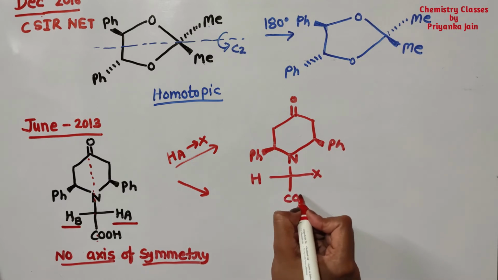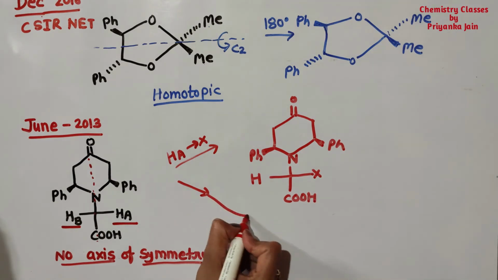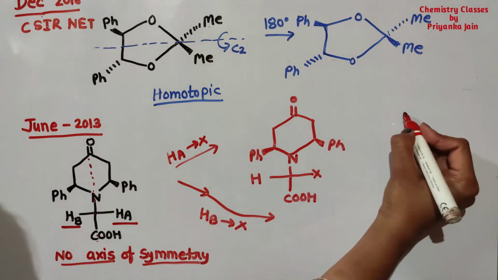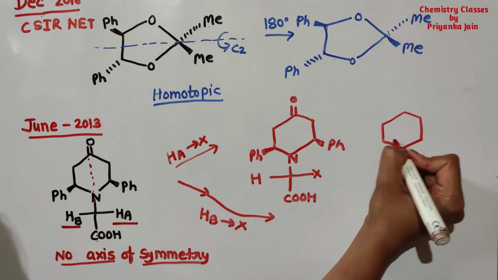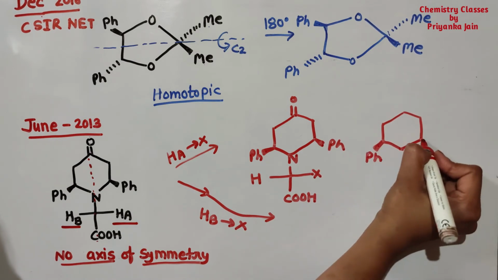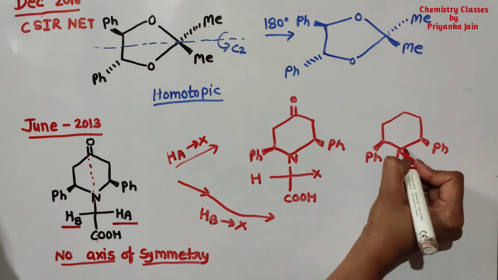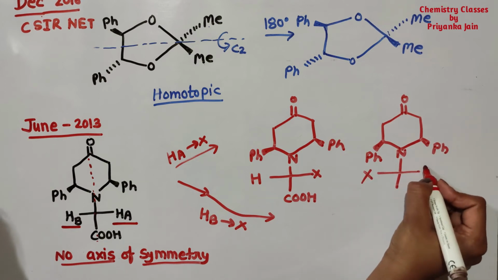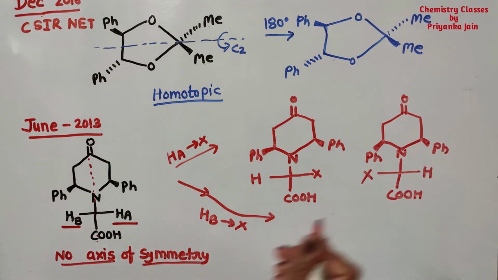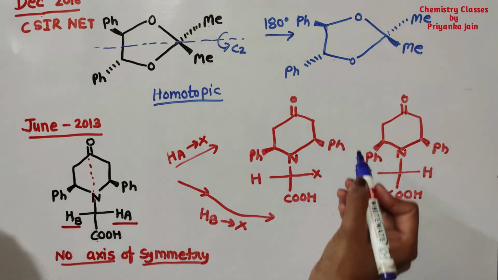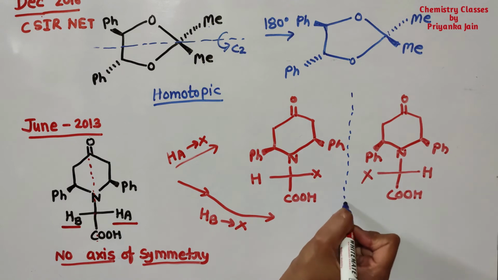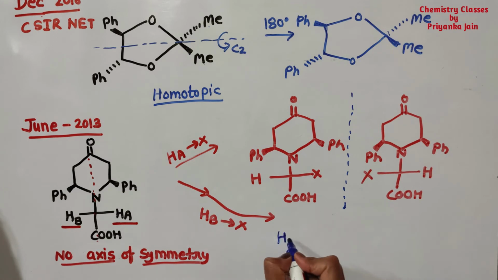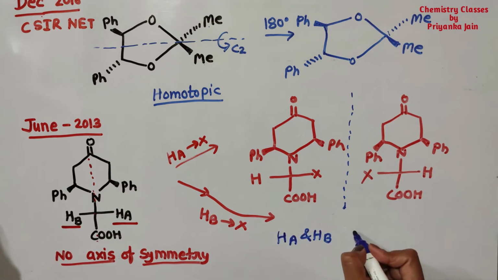Okay, and now what we have to do? We have to replace this Hb by X. Okay, so what we are getting, I am writing here. See here. Now this hydrogen will be replaced. Okay, so we get this structure. Now you can see here that these two molecules are mirror images of each other, non-superimposable mirror images. Okay, so the two hydrogens Ha and Hb are enantiotopic.